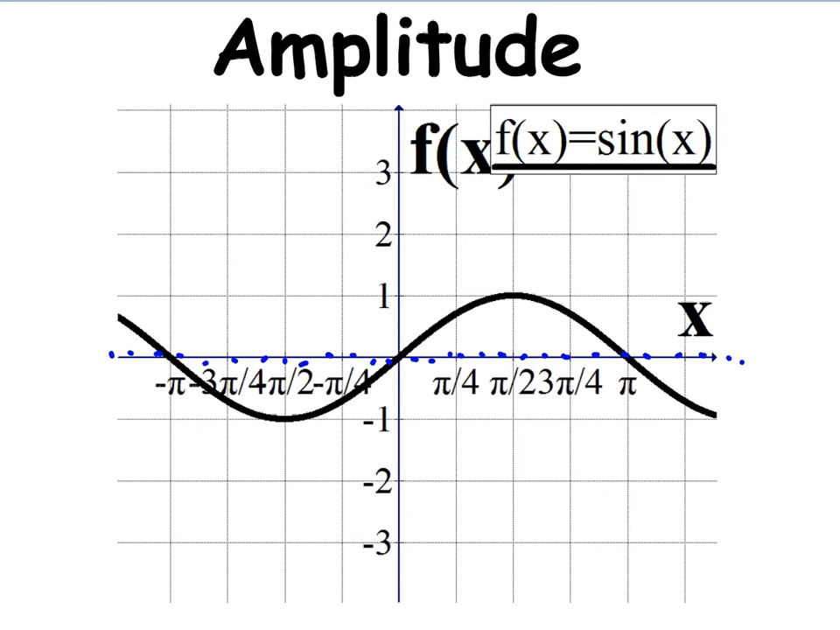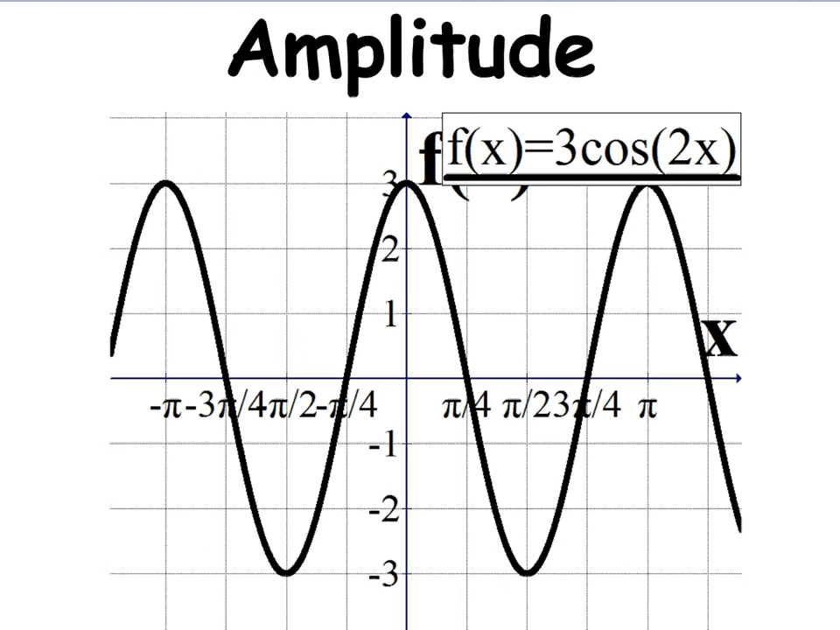Okay, next I'm going to draw a line up to the top of the graph, and I'm going to draw a line to the bottom of that graph from the middle. The length of this red line represents the amplitude. So in this case, the length of this line is 1. Let's go ahead and take a look at another example of amplitude.